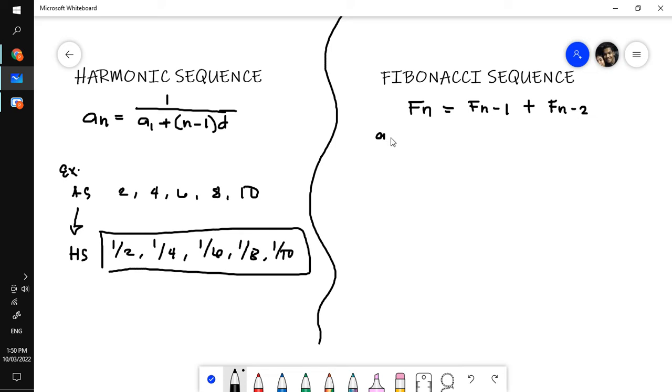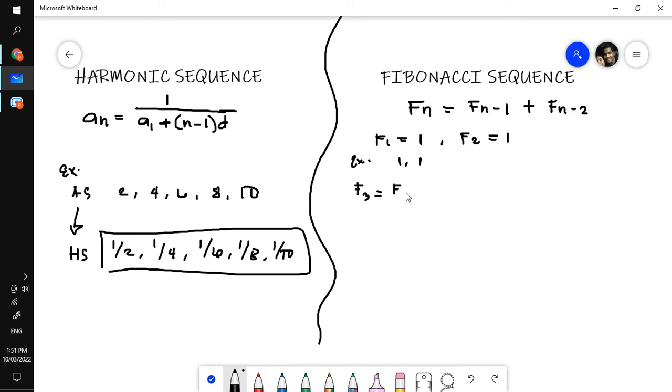The first term of the Fibonacci sequence and the second term of the Fibonacci sequence are equal to 1. This leads you to the first two terms of the sequence being 1 and 1. Now, let's look for the f sub 3, or the third term, and the fourth term of the Fibonacci sequence. So we have here f sub n replaced by f sub 3, since we are looking for the third term.